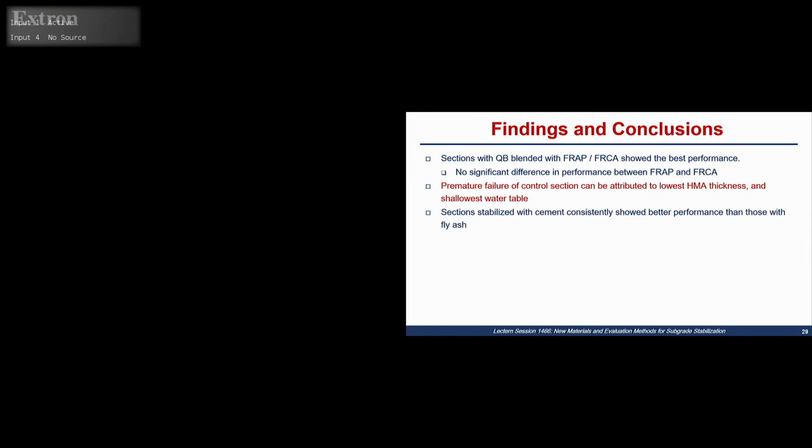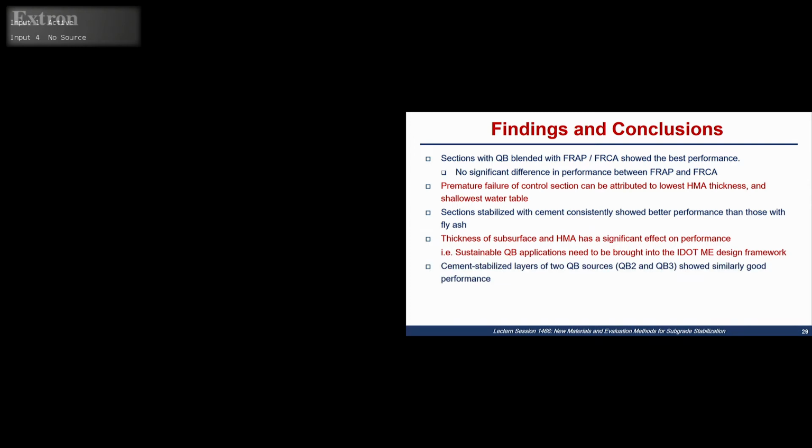Sections stabilized with cement had better performance than those that were stabilized with fly ash, due also to the variability of fly ash that can come with the source. The thickness of the subsurface and the HMA layer, of course, have a significant effect on the performance, so we need to consider that in the design of those layers and in the mechanistic analysis of the results and such.